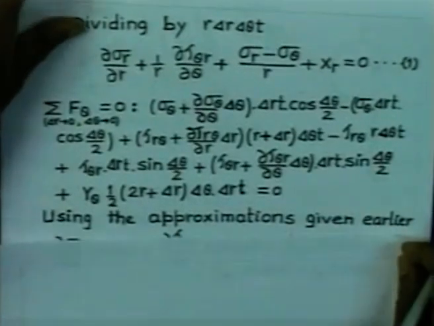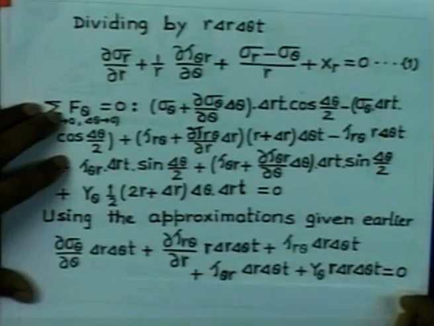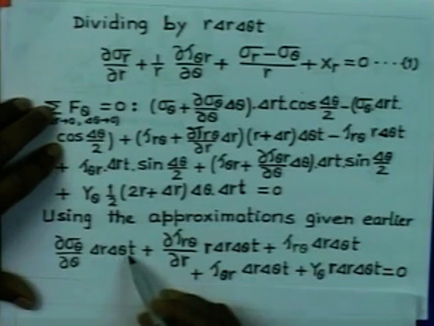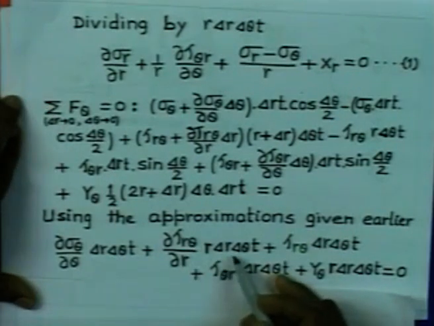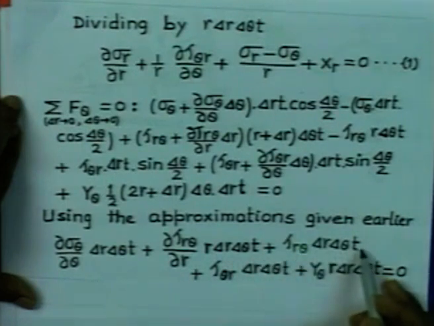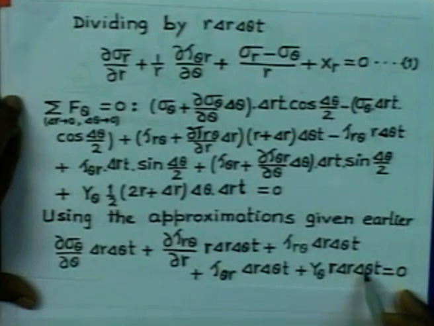Now, dividing again using the approximations of the type that we have considered earlier, you find that this relationship gets simplified to this form: delta sigma theta delta r into delta theta into t plus delta tau r theta delta r delta theta into t plus tau r theta into delta theta into t plus tau theta r delta theta into t plus y theta r delta r into delta theta into t equal to 0.